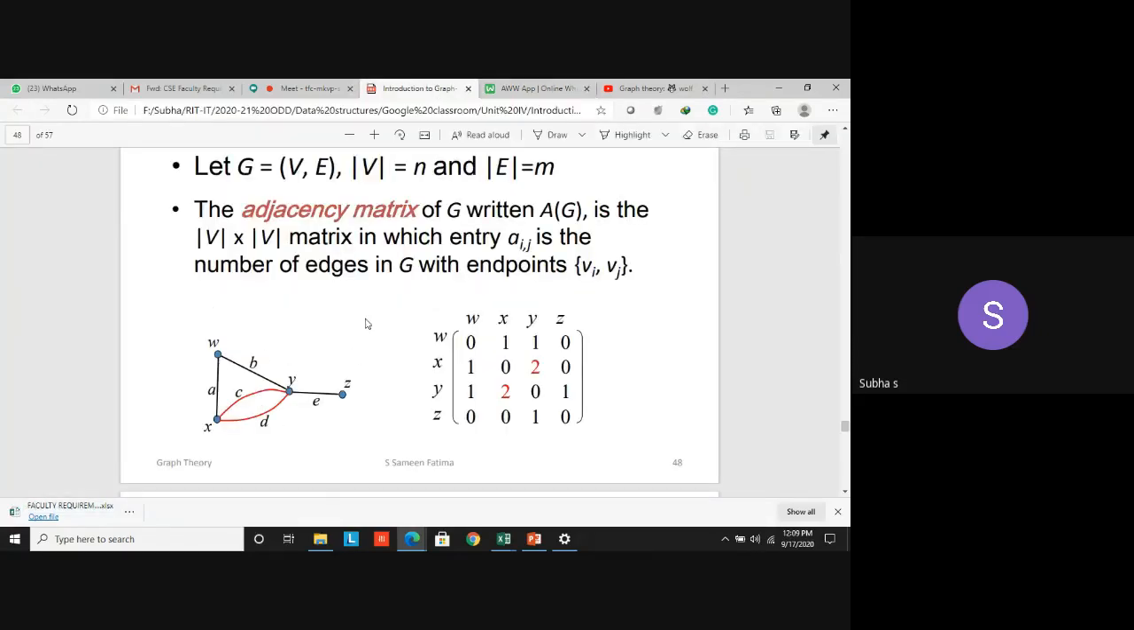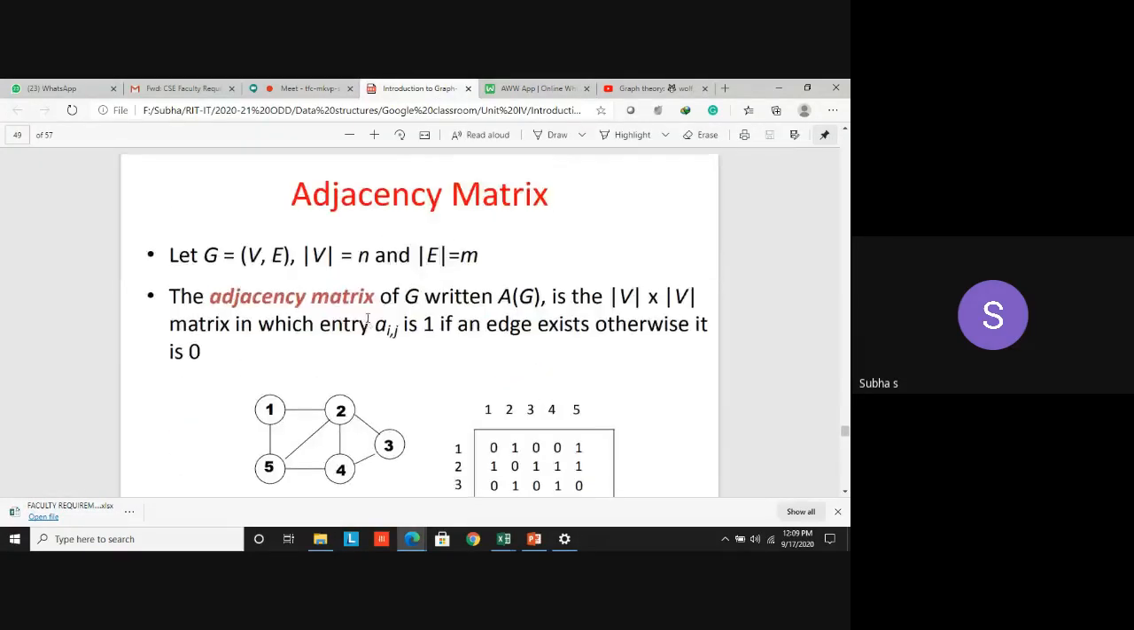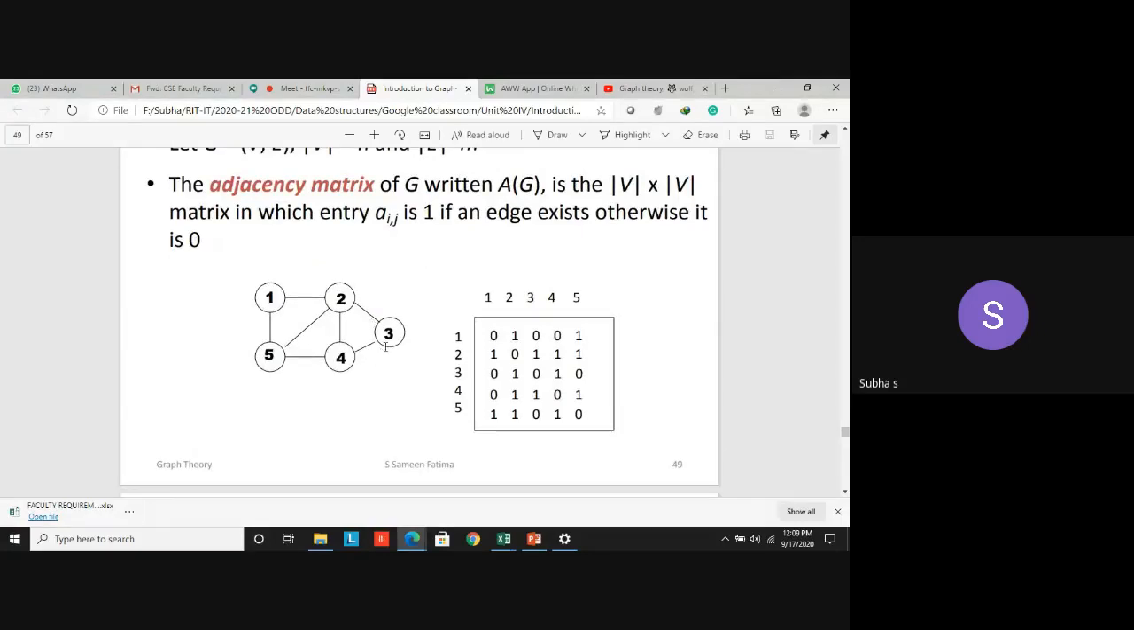Let us see this example in the next class. I'll give some homework problems like that, or you can see this one also. Here 5 nodes are there, so a 5 by 5 matrix is computed. The nodes adjacent to 1 are 2 and 5 only, so for those they marked 1, and the others are 0. We will see all other details in the next class.